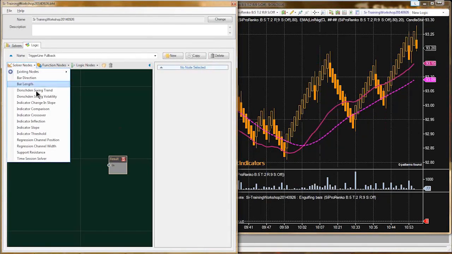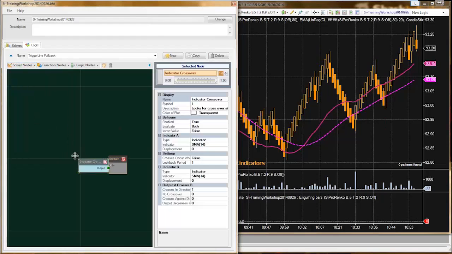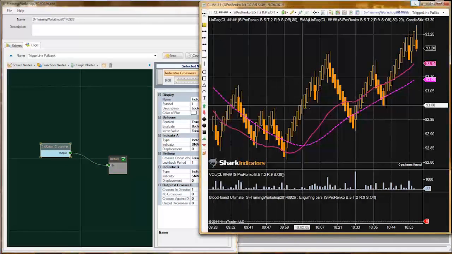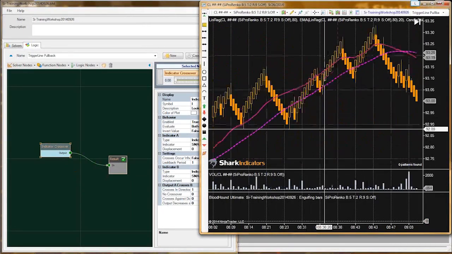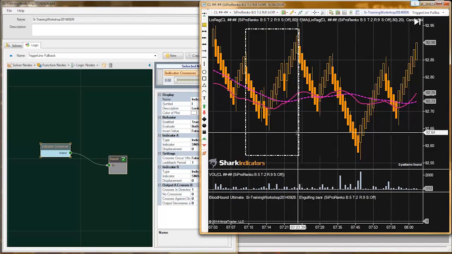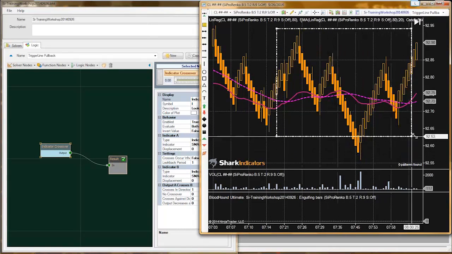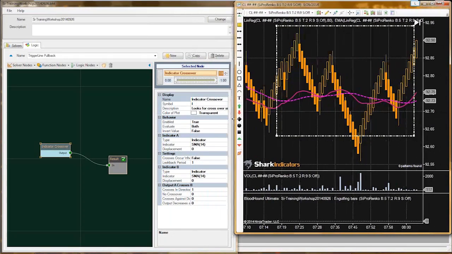So we're looking for a crossover. And let's see if I can find two crossovers real close to each other. Oh, there we go. Good deal. So we have a bunch of crossovers happening right here on this section of the chart.